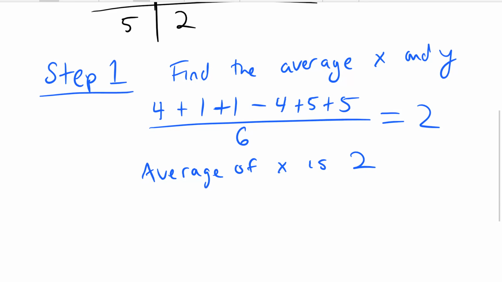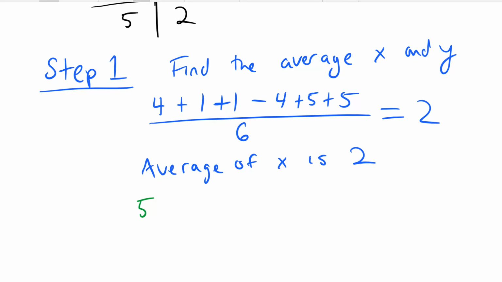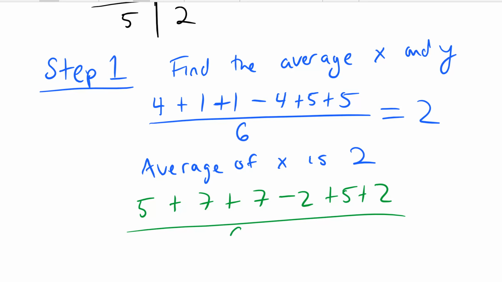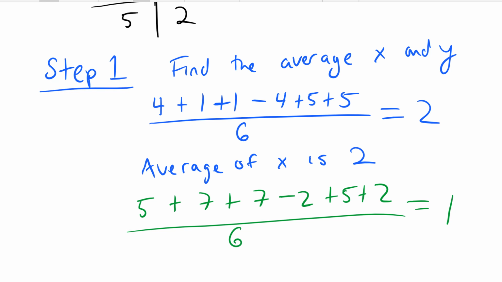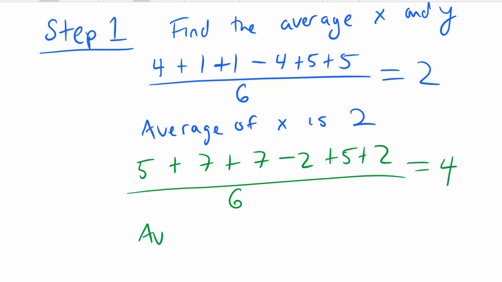Let's do y in green. The list was 5, 7, 7, -2, 5, 2. Once again, there are 6 numbers in that list. Plug that into the calculator. 5 plus 7 plus 7 minus 2 plus 5 plus 2 equals 24. Divide by 6 equals 4. So that tells us the average of y is 4.